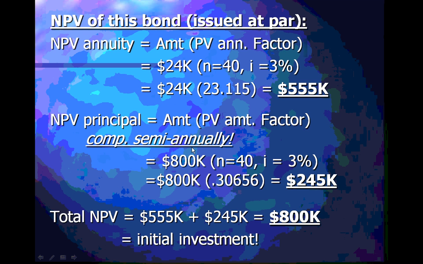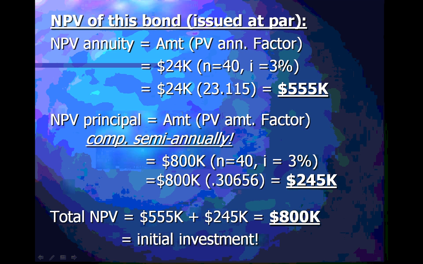So we're going to calculate the value of that. The net present value of a bond would be the net present value of the annuity. That's the $24,000 we get every 6 months. You'd say present value of an annuity. You have to go look up your factor. You'd be looking at table B3 and you look up N equals 40, I equals 3.